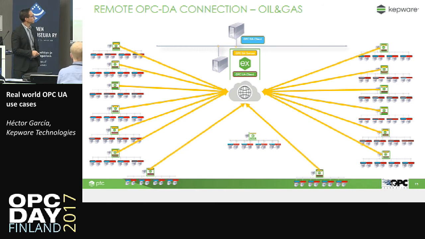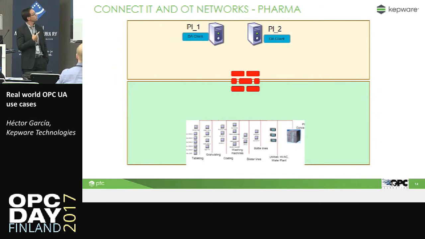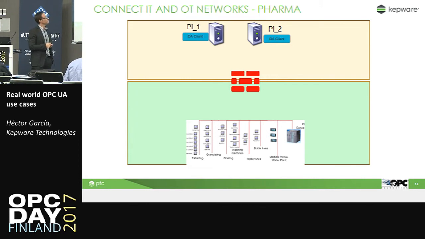Okay. Second use case, this is a pharmaceutical company. They used to have the historian, also OSIsoft PI, by the way, in the OT network, but due to some IT requirements, they needed to move the historian into the IT network. Of course, there is a firewall separation between the OT and the IT network.